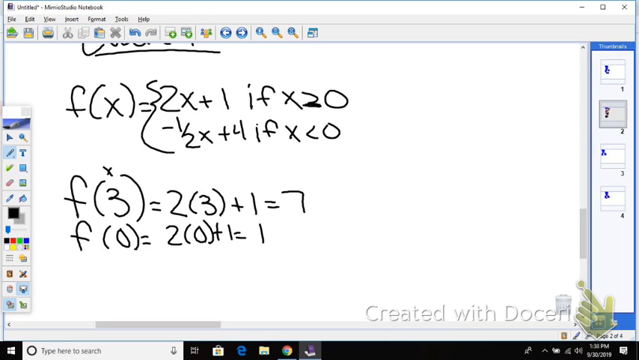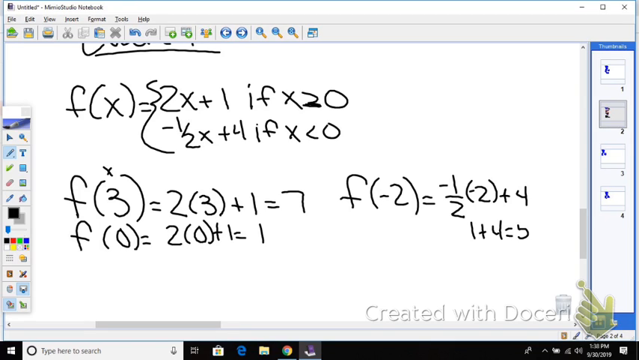And now we're going to do f of -2. Where do the -2's go? The bottom. Why the bottom? Because it's negative and less than 0. That's where the x's go that are less than 0. And I plug it in here, and I have -1/2 times -2 plus 4. So I get 1 plus 4, which is 5.